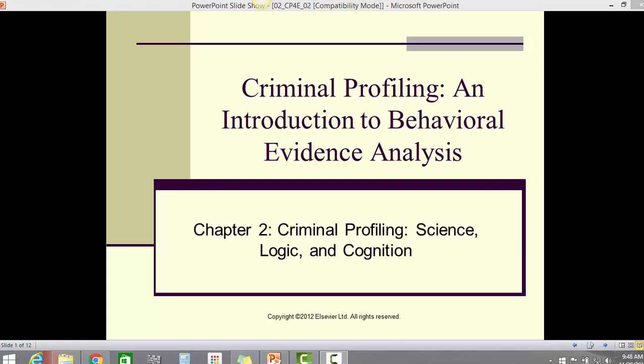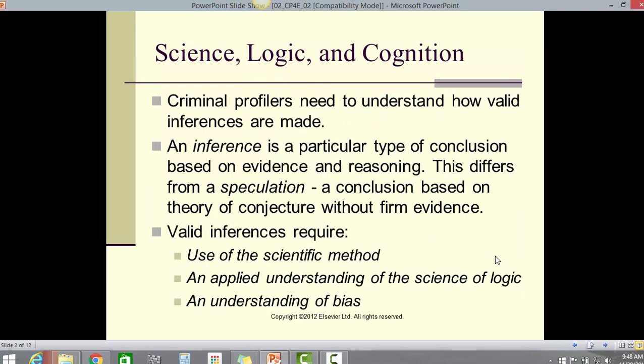This is a narrated version of Chapter 2, Criminal Profiling: Science, Logic, and Cognition. Science, Logic, and Cognition. Criminal profilers need to understand how valid inferences are made. An inference is a particular type of conclusion based on evidence and reasoning.